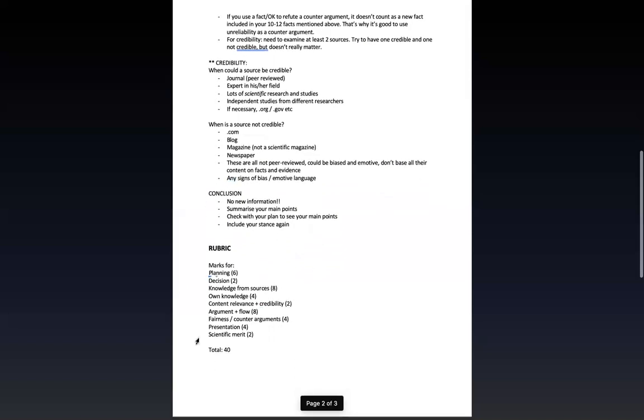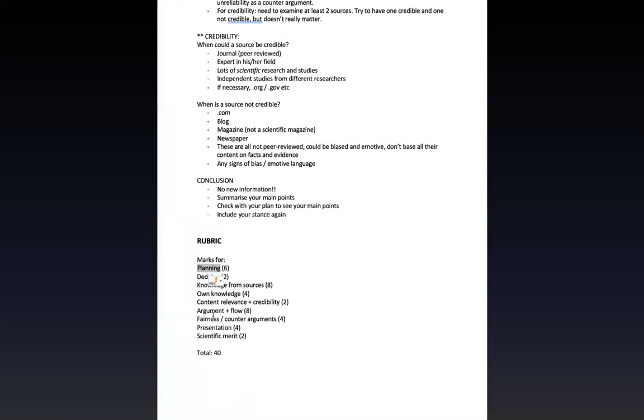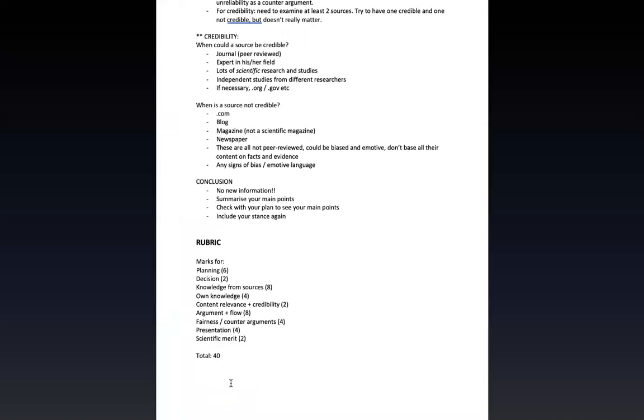In terms of the rubric, I'm not sure if some schools provide their students with the rubric so that you can see where you get your marks. But if I can just break it down here, it's your essays out of 40. You get 6 marks for planning, which I explored above. You get 2 marks for your decision. So making sure that you've got a clear decision that's made. You're not swapping halfway through your essay to a new decision. Your marker can tell straight away what your decision is and tell that you've kept to it. You get 2 marks for that.